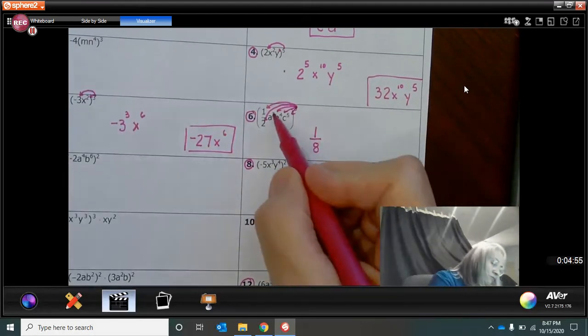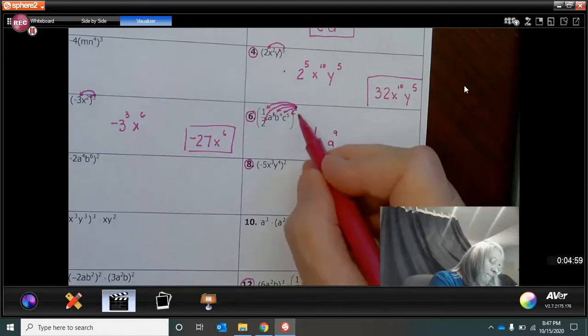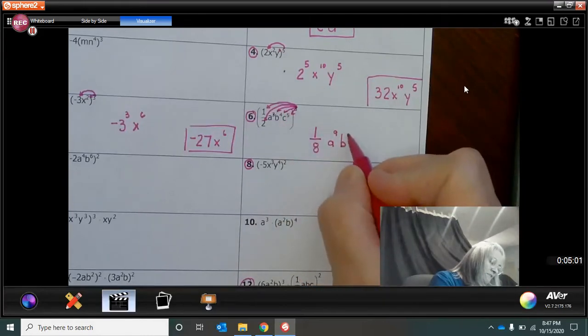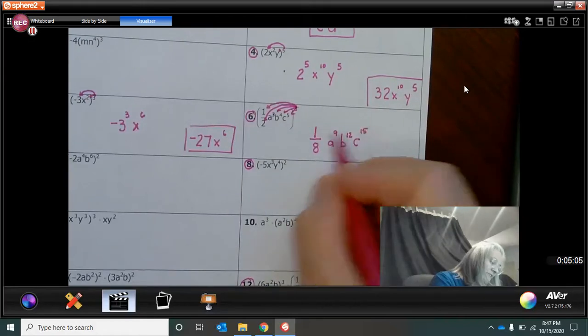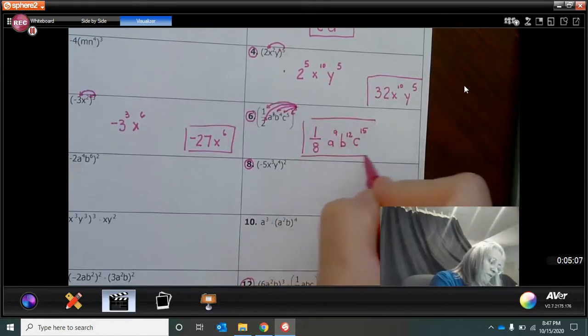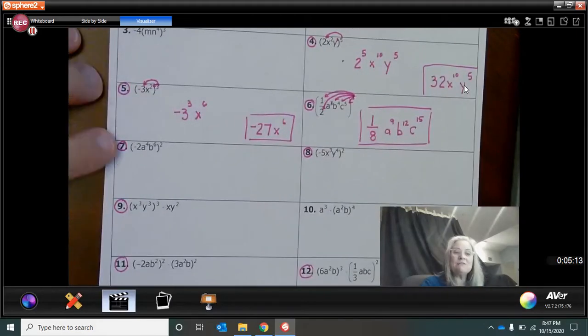So 3 times 3 is a to the 9th. 3 times 4 is b to the 12th. 3 times 5 is c to the 15th, and there you have your answer. So I'm going to break them down a little more so you can see them. I think it's important that you can visualize what's going on.